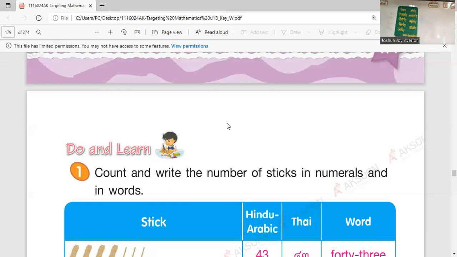Good. 6. Where is 5? 5, 6. What is that? 50, right? 50, not 5, 6. Right? 50. And then 40. How are you going to write 40? F-O-R-T-Y.